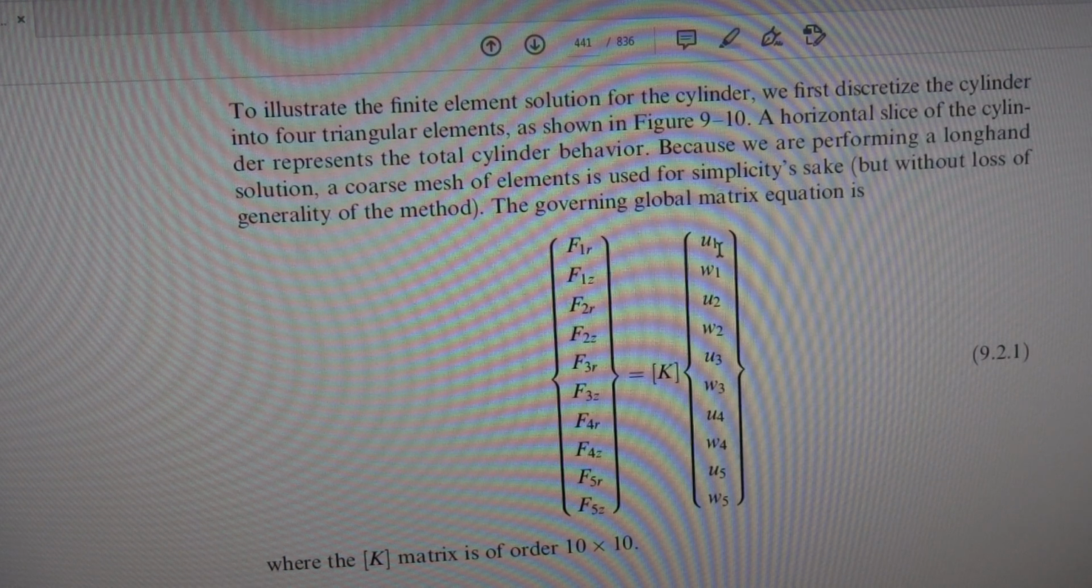For node 1 the degrees of freedom are U1 W1, for node 2 U2 W2, node 3 U3 W3, U4 W4, U5 W5. W is the displacement in the z direction, shown as the vertical direction for this element. So the total global K matrix should be of order 10 by 10.